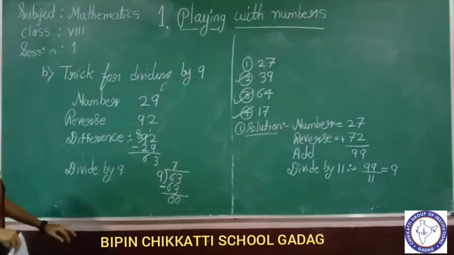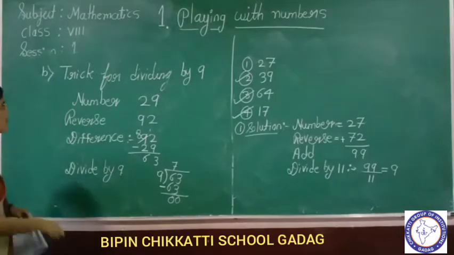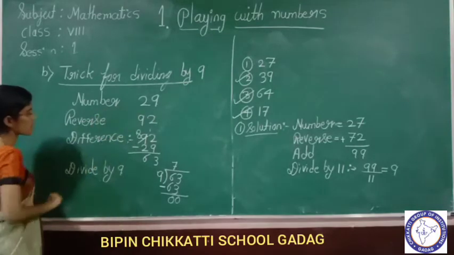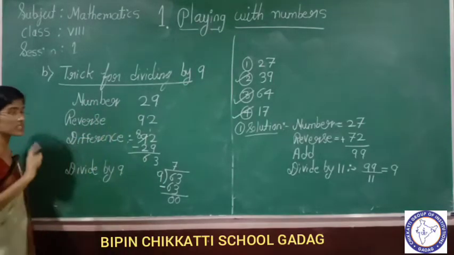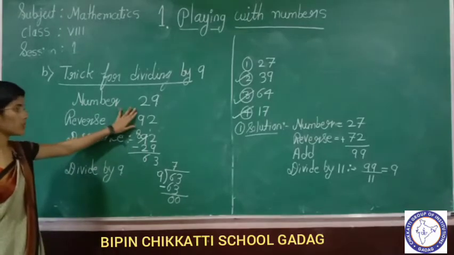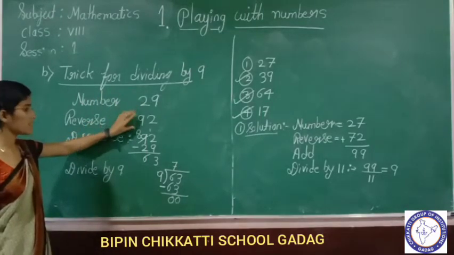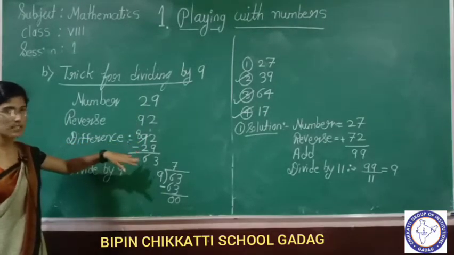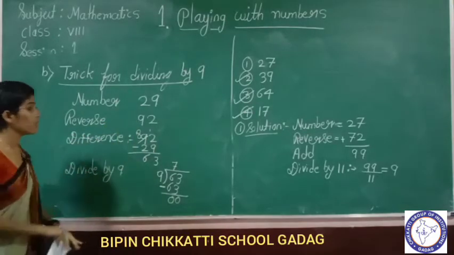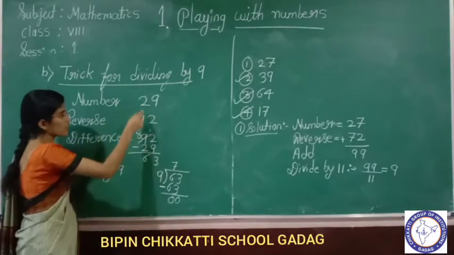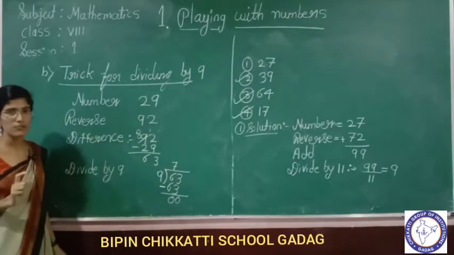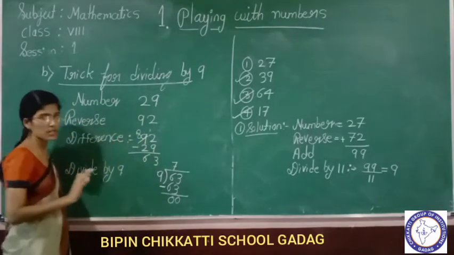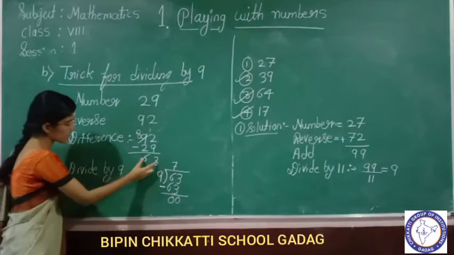Now see here students, what have we done here? We take a 2-digit number, reverse the number. We got the answer. Take the difference. Again see, students, one more very important point: when we are doing the difference, from the bigger number we have to subtract the smaller number. Don't get confused. Don't do 29 minus 92. Whichever number is bigger, from that we have to subtract the other number. Then we are going to get 63.